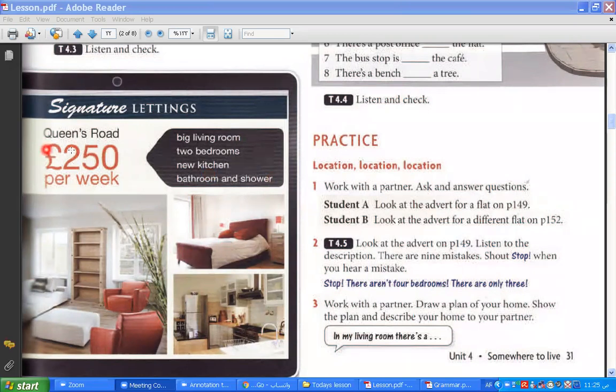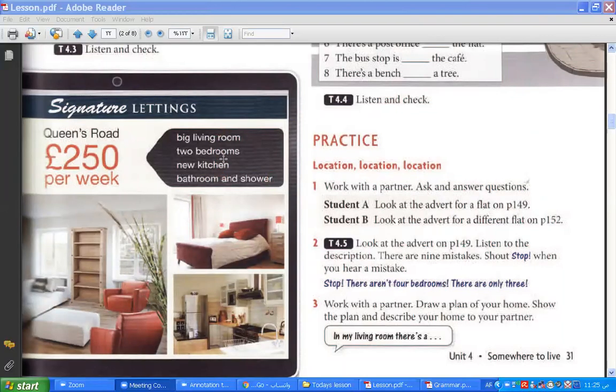Where is it? In which street? In Queens Road. And how much is the rent per week? كم تدفع بالأسبوع? How much? 250 euro. Euro or pounds? Pounds. British pounds. Yes. So we have in this apartment.